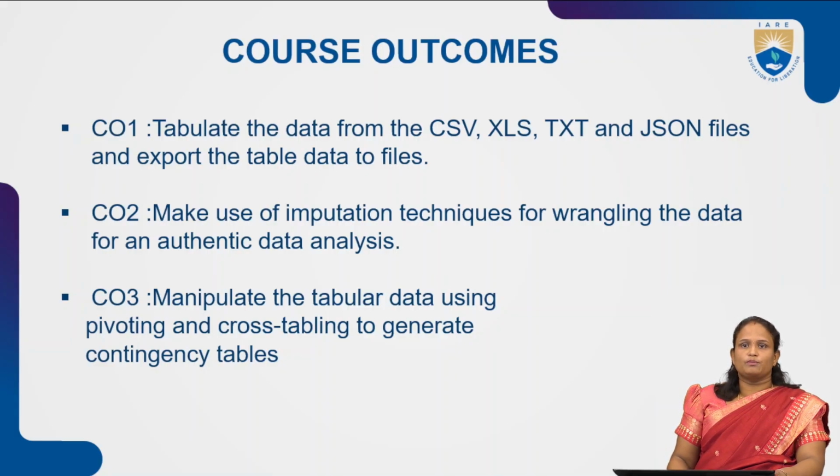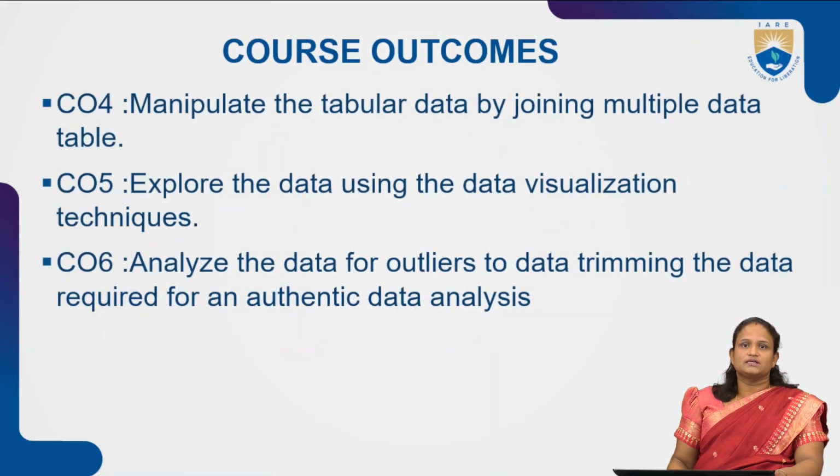Course outcome 2. Make use of imputation techniques for wrangling the data for an authentic data analysis. Course outcome 3. Manipulate the tabular data using pivoting and cross-tabling to generate contingency tables. Course outcome 4. Manipulate the tabular data by joining multiple data tables. Course outcome 5. Explore the data using data visualization techniques. Course outcome 6. Analyze the data for outliers and trim the data as required for authentic data analysis.